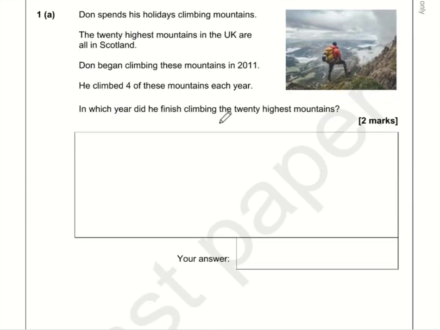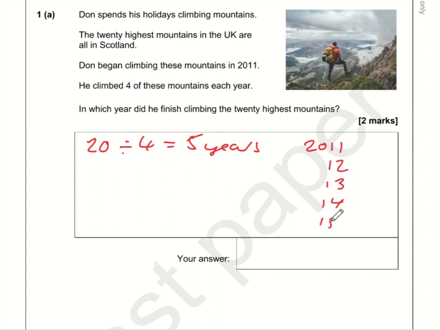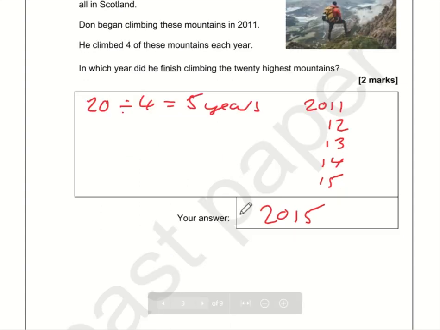So Don spends his holidays climbing mountains. The 20 highest mountains are in Scotland. He started climbing in 2011 and he does 4 a year. So if there's 20 mountains and he does 4 a year, well, 20 divided by 4 is 5. So it's going to take him 5 years. So if he starts in 2011, so that's year 1, 2, 3, 4, 5. So he'll finish in 2015.